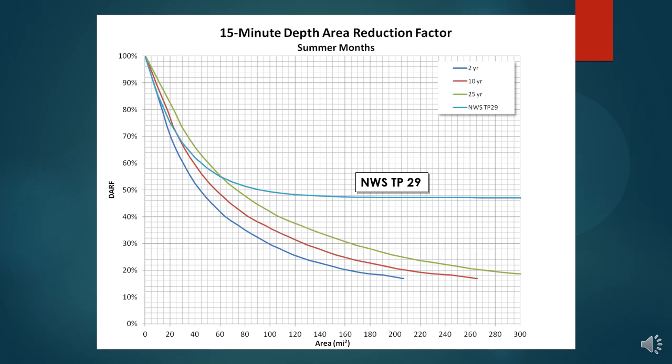So how does seasonality affect some of these curves? Well, again, I've reproduced the National Weather Service TP29 curve. This one now is for the 15-minute time step. And you can see up to about 50 square miles or so in watershed size, they all roughly mimic what the National Weather Service curve is. But once you get on beyond about 50 or 60 square miles, the Weather Service curve levels off, and the actual radar-based curves still continue to decay. And it's more indicative of the actual storm event.